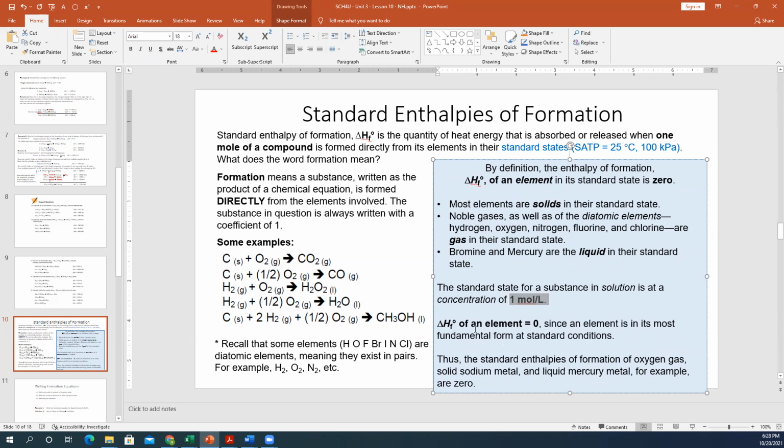So, like I said, the delta H of an element is 0 since an element is in its most fundamental form at standard conditions. And so the standard enthalpies of formation of things like oxygen gas or solid sodium metal or liquid mercury metal, for example, are all 0.